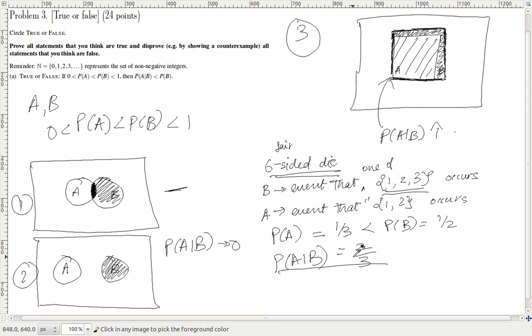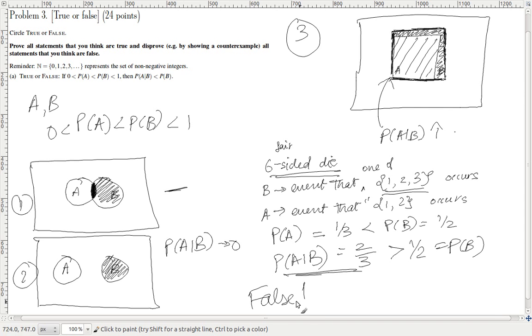Therefore, this is greater than 1 over 2, which is equal to P of B. Therefore the answer is false. And we've constructed a counterexample only when B tells you a lot about A.